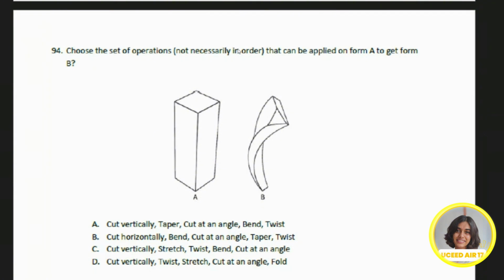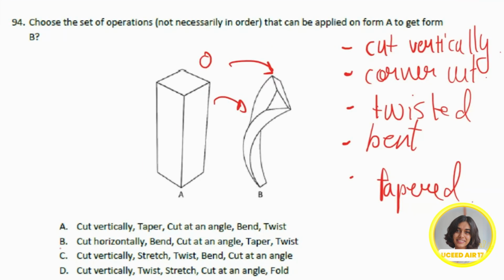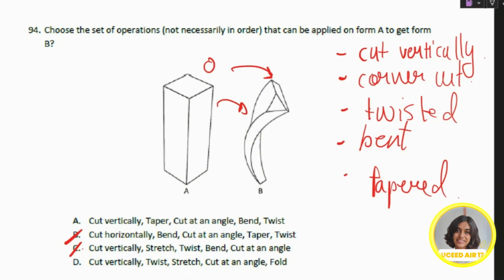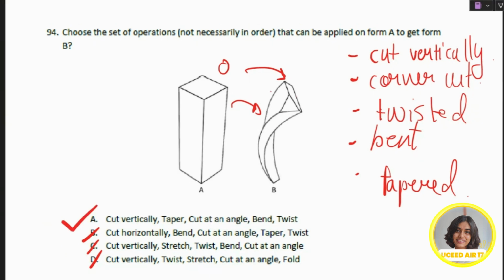Choose a set of operations, not necessarily in order, that can be applied on form A to get form B. We have to apply something on this so that we get this. Cut vertically. Firstly, we should just eliminate what is given as cut horizontally, right? Stretch, it is not the stretch, it's the same. And that's how we remain only at one option. That's A. It's not stretched, it's the same, it's just bent and twisted.